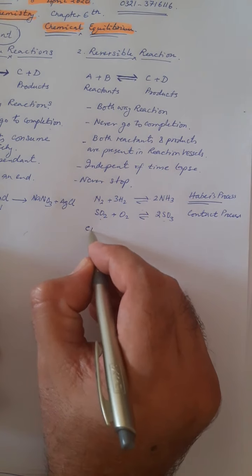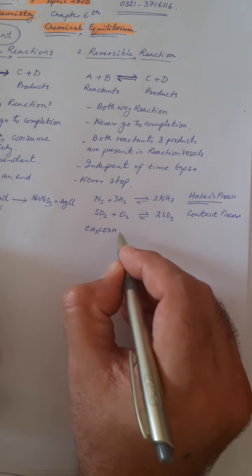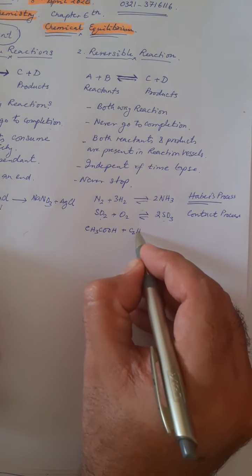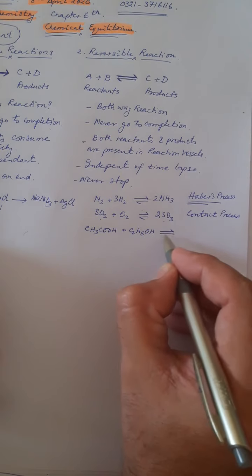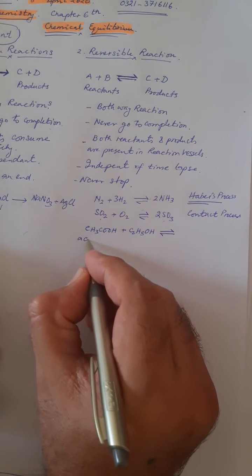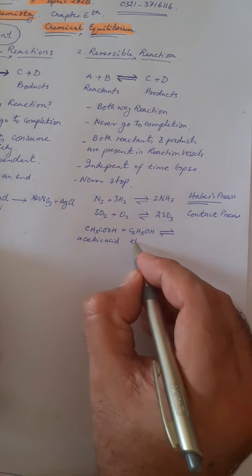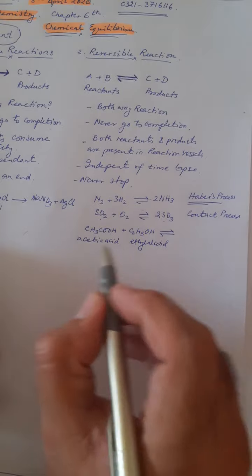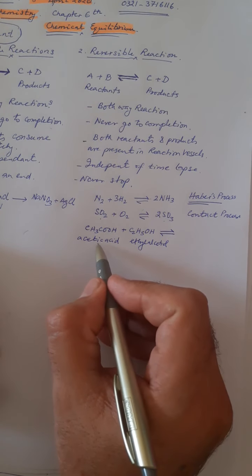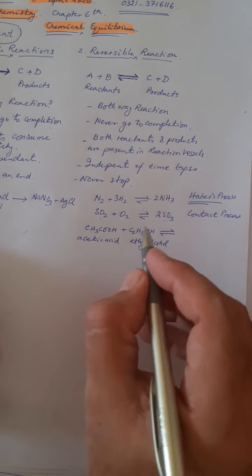You can see this is CH3COOH, acetic acid, when reacted with C2H5OH, ethanol. This is the acetic acid. This is ethyl alcohol. Now, acetic acid is vinegar. Ethyl alcohol is obviously alcohol. When they react, what happens?